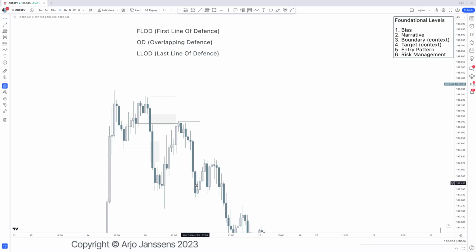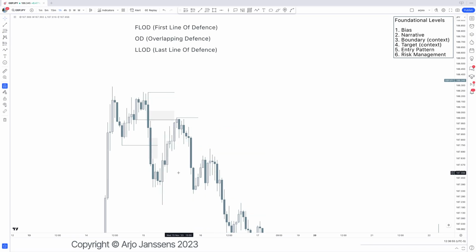So right here, we have this fair value gap. Then we have somewhat of a breaker right there, you could call it a breaker if we have a PD array right there. The most important part here is that we have this small consolidation right there, which creates another swing low, which essentially is another breaker or mitigation block right there, which we then continue lower off of. That is the overlapping defense right there.